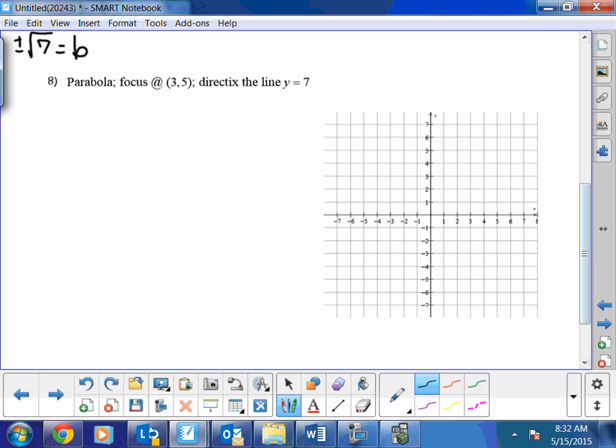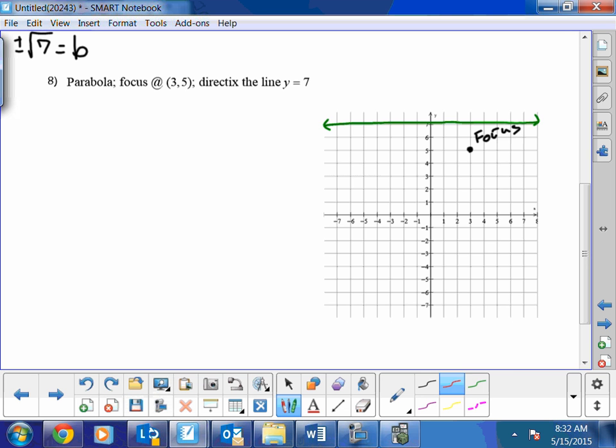Now we're going to be dealing with a parabola with a focus of 3, 5 and a directrix line of y equal to -7. So let's go ahead and do that. So 3, 5, focus. And then y equal negative 7, y positive 7. So right here, y positive 7. Lovely.